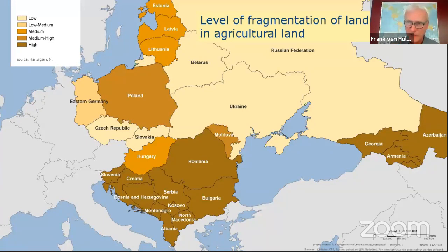Do you still see the polling result on the screen as well? Because it's still blocking my screen, but maybe it's just me. Okay.